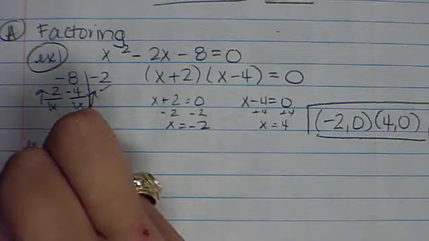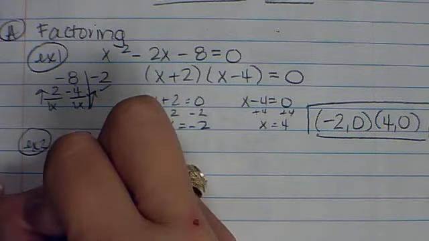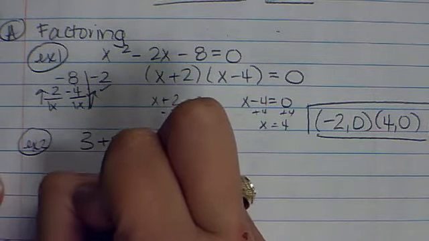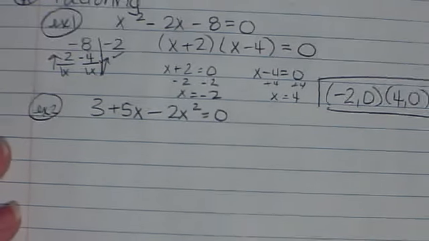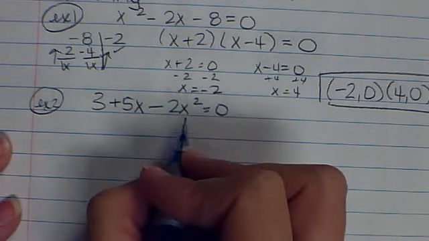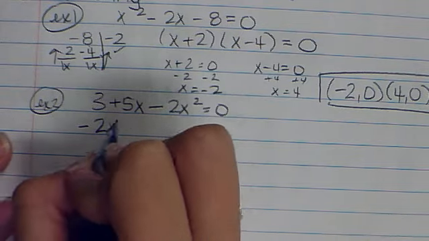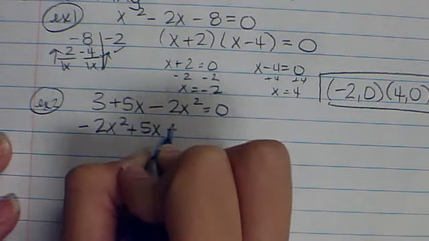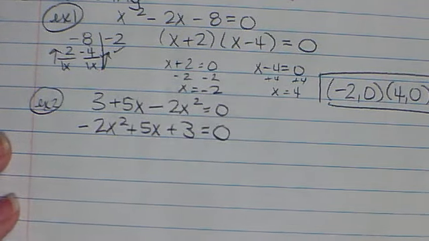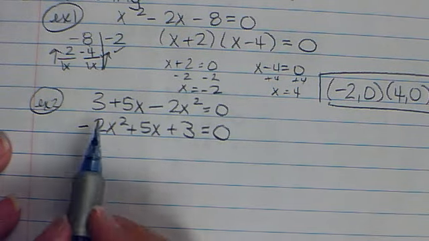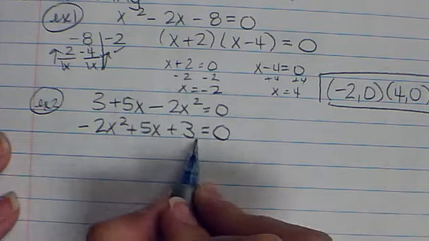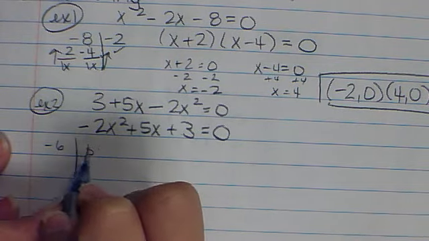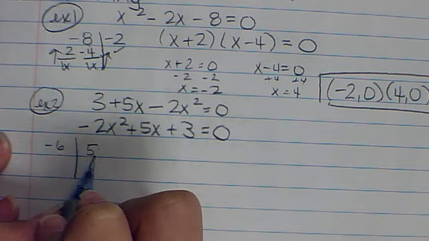Let's look at another one. Example number 2. 3 plus 5x minus 2x squared equals 0. You'll notice that this one is not written in standard form, so we need to write it that way so that we have negative 2x squared plus 5x plus 3, so that it's easier to factor and so it's easier to tell where our a, b, and c are. There's a, b, and c. Okay, for a times c, negative 2 times 3 is negative 6. That's what I want to multiply to get. I want to add to get 5.